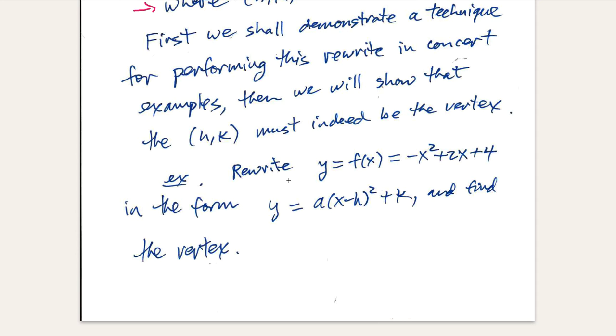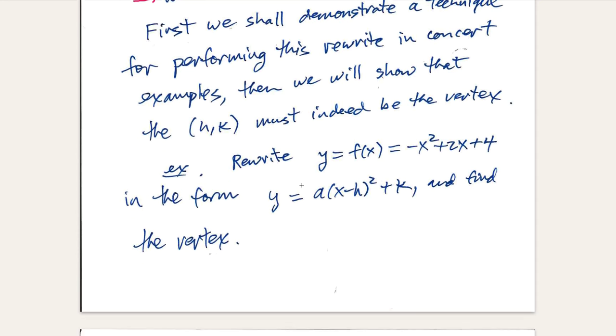So you want to be able to do this, okay? All right. Let's go ahead. Rewrite y equals f of x equals negative x squared plus 2x plus 4 in the form y equals a times x minus h squared plus k. And then use it to find the coordinates of the vertex, okay?